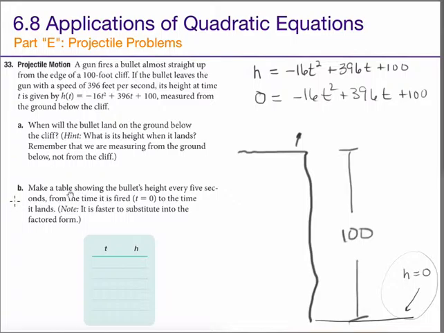In Part B, we're asked to make a table showing the bullet's height every 5 seconds, from the time it is fired, which is t equals 0, to the time it lands. We don't know what time it lands yet. You'll have to answer Part A first. But we can start our table every 5 seconds until we get to the time that we found in Part A.